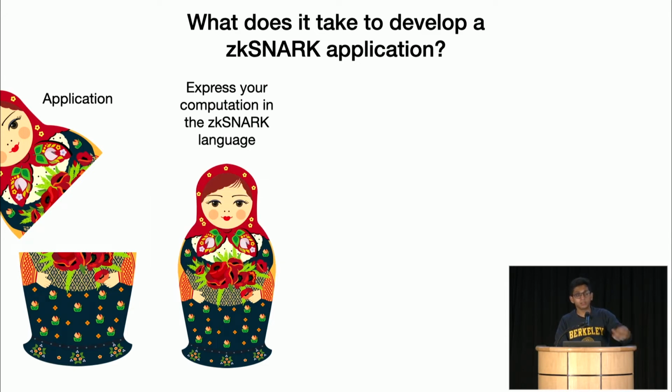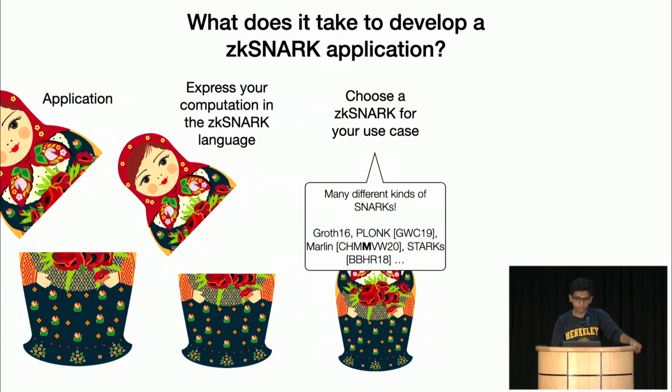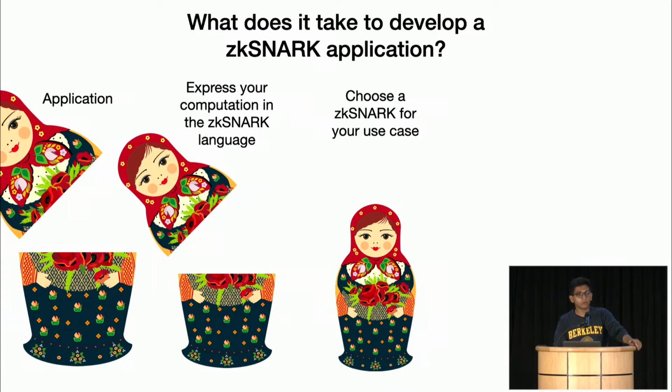All right, so once you've done that, you're not quite done yet. Because you have to figure out what ZK Snark actually works for your use case. Do you really want really small succinct proofs, or are you okay with medium-sized proofs? Do you care about zero knowledge or not? And this leads to a plethora of choices. There's basically a snark for whatever trade-off you would like to make.